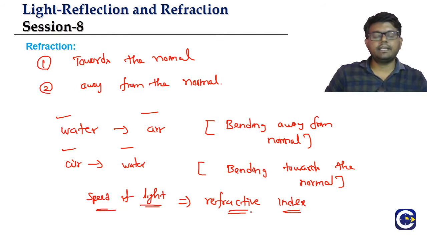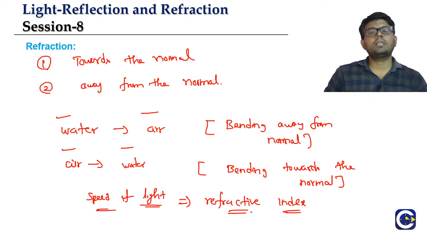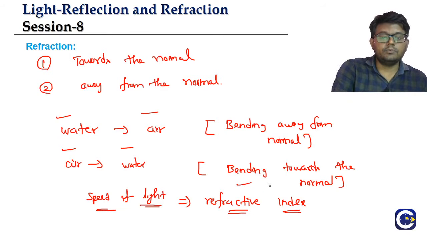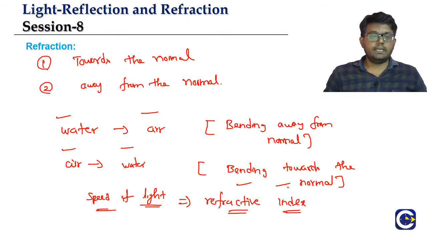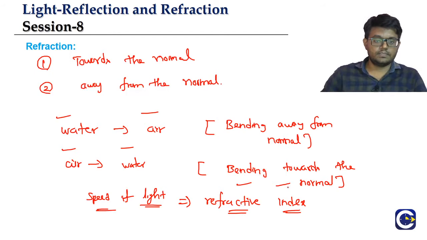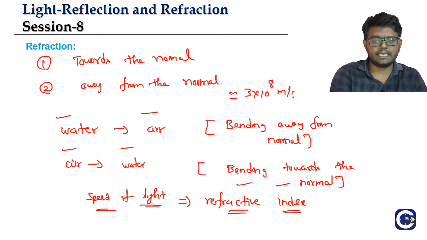So the bending of light rays is happening because of what? Because of the difference in the speed of light. The speed of light changes from medium to medium, and depending upon that, the light rays will either bend towards the normal or away from the normal. We will have a property that represents the speed of light in a particular medium in relation to the speed of light in vacuum, because light travels at approximately 3 into 10 power 8 meters per second in vacuum.